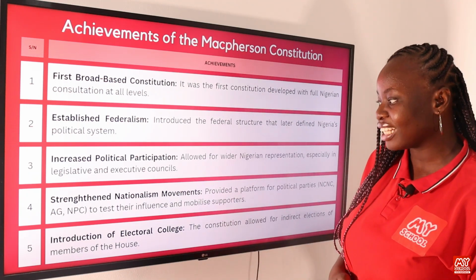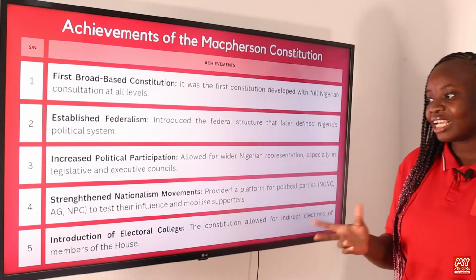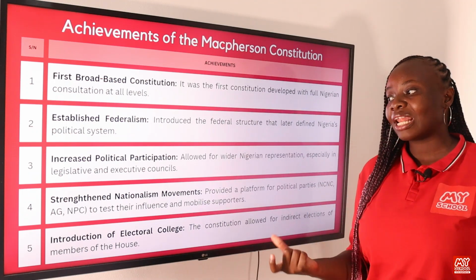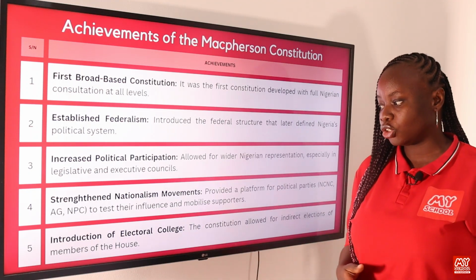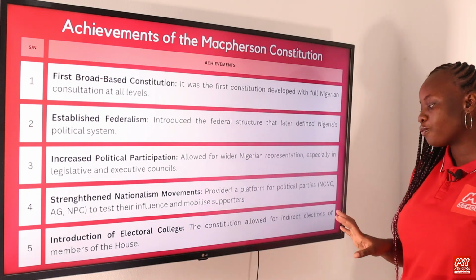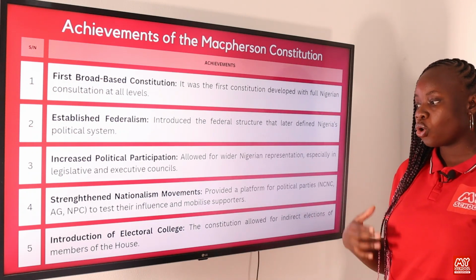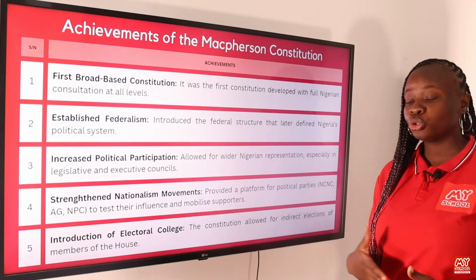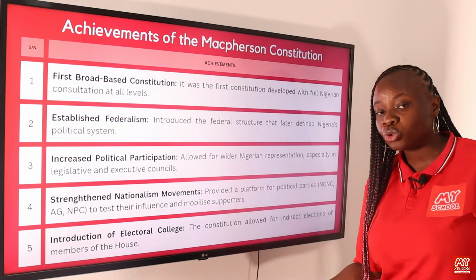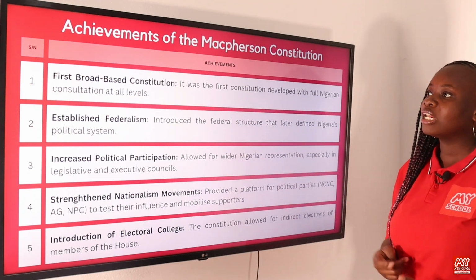Then there was also strengthened nationalist movements, which provided a platform for political parties. So the NCNC, AG, and the NPC were the major political parties at that time. And the reason they were allowed to exist was because of the Macpherson Constitution. Then there was also the introduction of the electoral college. The Constitution allowed for indirect elections of members of the House. So members of the Central Legislature were appointed through the Electoral College. The various regional assemblies were the Electoral College. They were the ones who chose those who should represent the various regions in the Central Assembly. Now let's move on to the next slide.